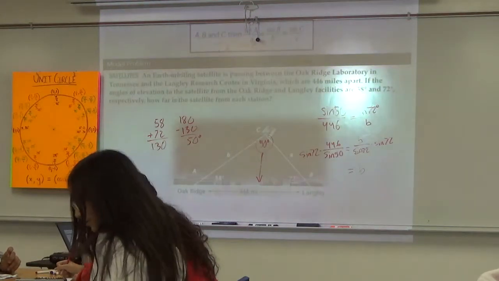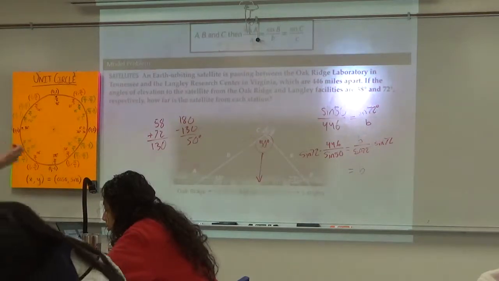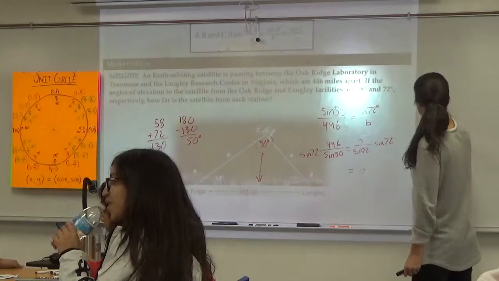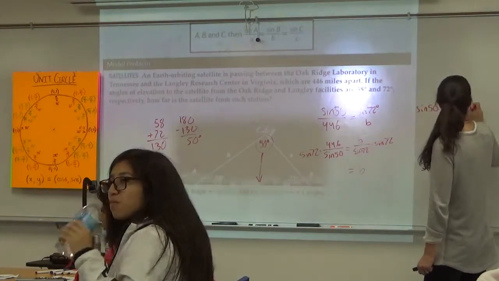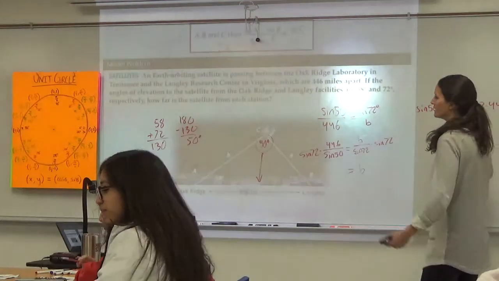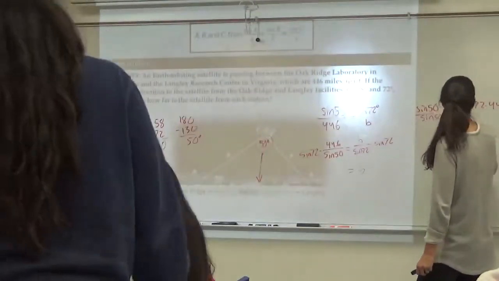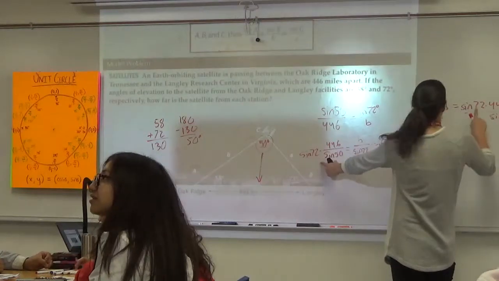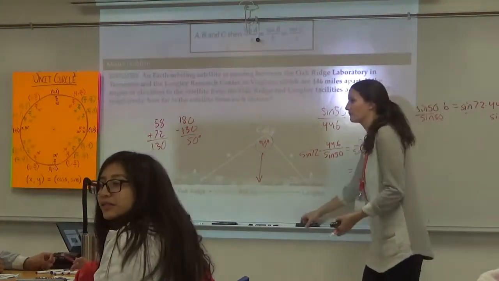Anyone got the number? You would say you multiply these two and you multiply these two, so you have sine of 50 times B equals sine of 72 times 446. And then you divide by sine of 50. And notice you get the same thing, right? Sine of 72, 446, dividing by sine of 50. So either way.